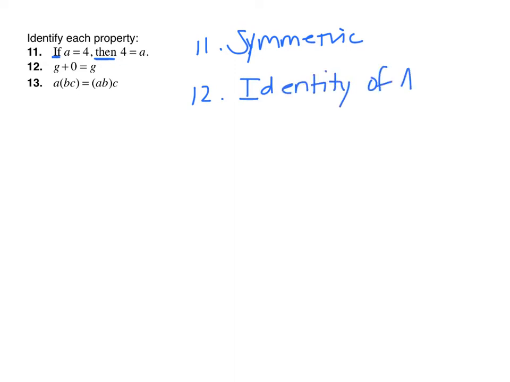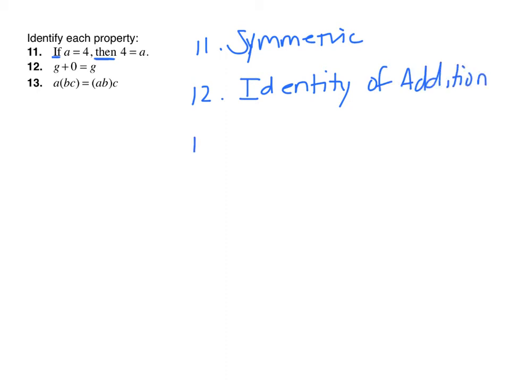Whoops, sorry, I didn't mean to move that on you. The symmetric property. Think about the symmetry around the equal sign. If it was symmetric, we can flip it, and we flipped it in the sentence. If a equals 4, then 4 equals a is our symmetric property. And this next one, think we didn't change g. G didn't change even when we added 0. Its identity did not change, and the identity property of addition.